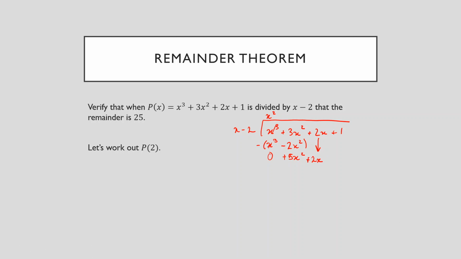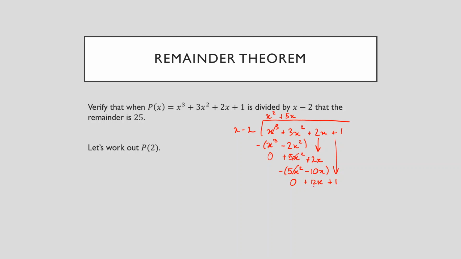So 5x squared divided by x is 5x. 5x times x minus 2 is 5x squared minus 10x. Subtract these terms. 5x squared minus 5x squared is 0. 2x minus negative 10x is plus 12x. Bring this plus 1 down.